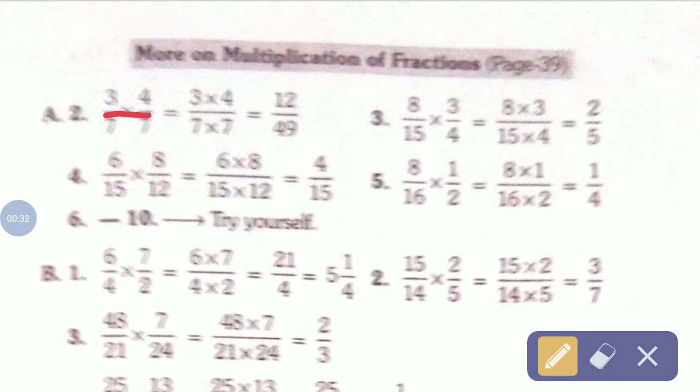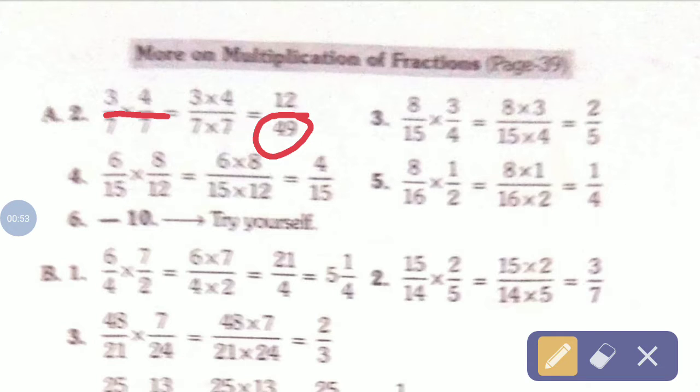Here what we have to do is multiply numerator to numerator and denominator to denominator. That is, 3 4s are 12 and 7 7s are 49. So you will have the answer 12 upon 49. As it is 12 upon 49, 49 is not a prime number with common factors, so we can't reduce it, so this will be your final answer.